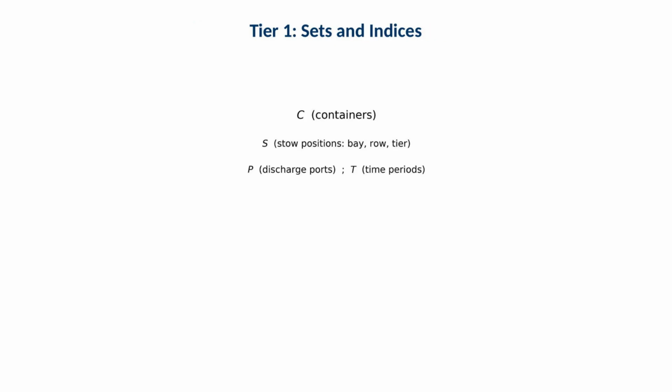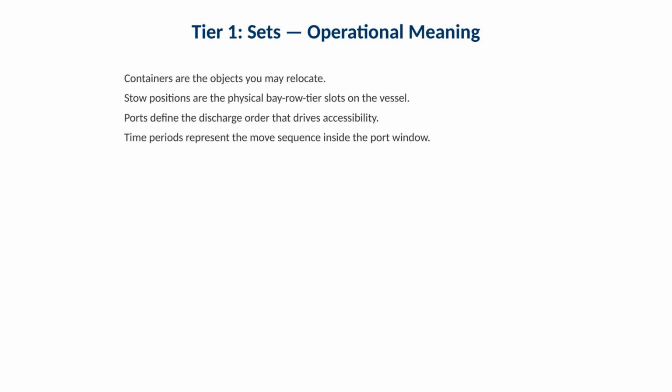This slide defines the main objects in the model: containers, stow positions, discharge ports, and time periods. These sets give the model a vocabulary to express where containers can go, what discharge order must be respected, and how moves are scheduled. Containers are the items you may relocate. Stow positions are the physical bay row tier slots on the vessel. Ports define the discharge order that drives accessibility, and time periods represent the move sequence inside the 18-hour port window.